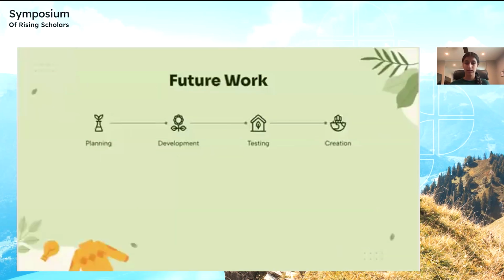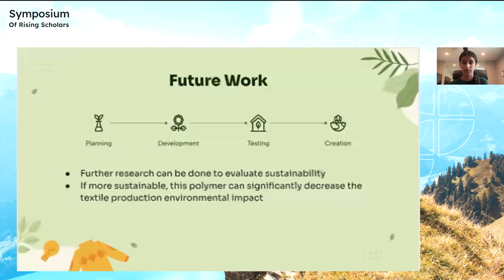So the prediction process gave us a polymer closest in value to that of polyesters, but its sustainability would still need to be evaluated with real-world experimental processes. So if the polymer is more sustainable, it can greatly decrease the environmental impact of textile production and have an impact on the fast fashion industry and even other products that use polyester as their principal material.